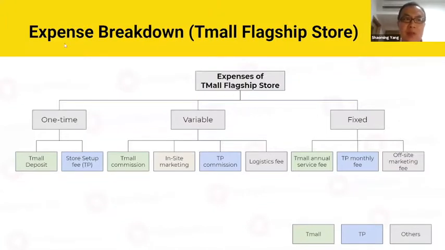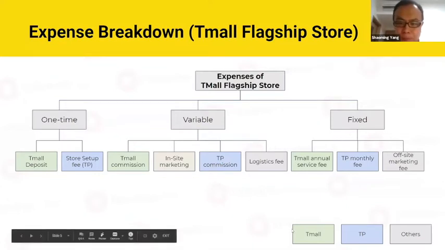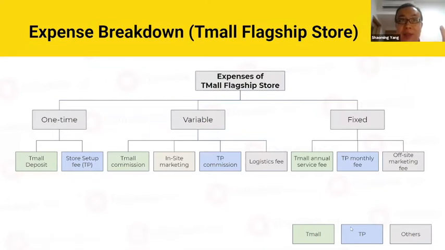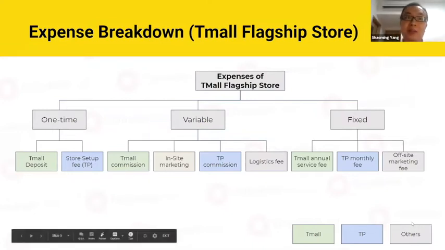First, let's see this. This is the expenses breakdown. There are three parts to invest: one-time fee, the variable fee, which means it varies based on your sales, more sales, higher fee, low sales, lower fee, and fixed fee, which means it's fixed no matter whether you sell more or less. Basically three parties to pay: Tmall or Alibaba Group, the TP, which is a local partner, and other guys.